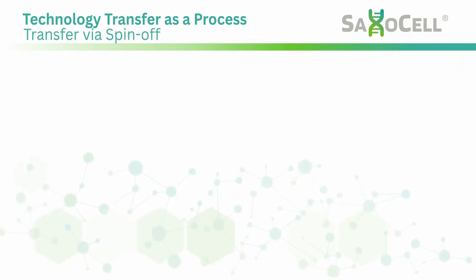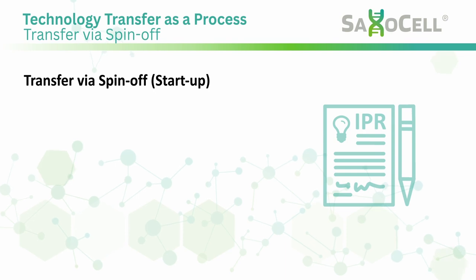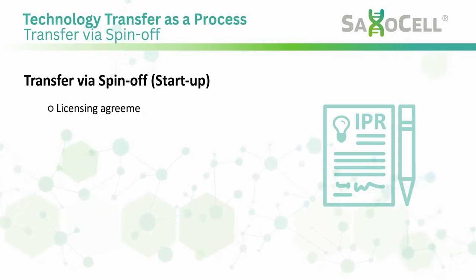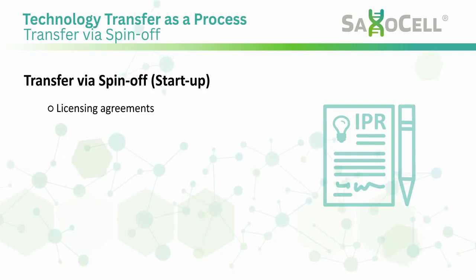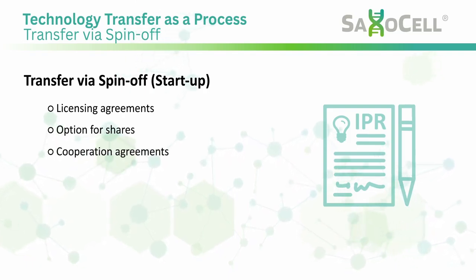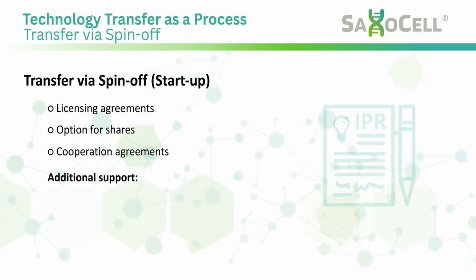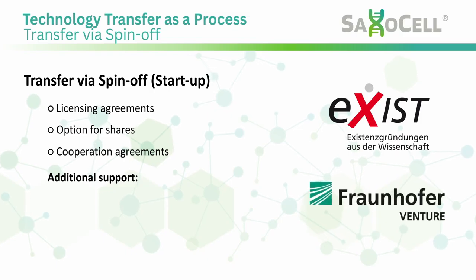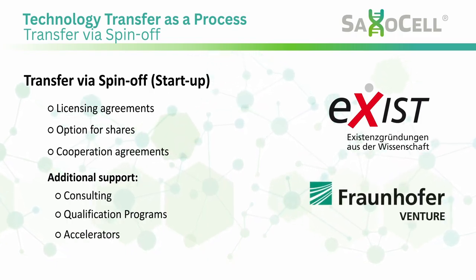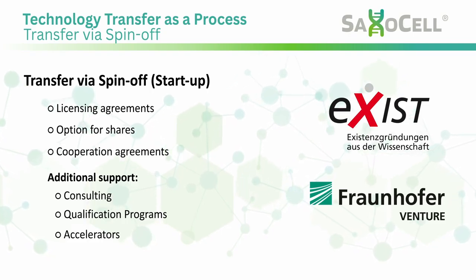Let us now discuss the case where a team from a scientific institution transforms its innovative idea and IP into a spin-off. Spin-offs typically involve licensing agreements with the parent institution, sometimes including equity participation. In most cases, there are cooperation agreements for further developments. Institutions support scientists in a variety of ways on their journey to founding a startup. For example, through consulting, qualification programs, and access to accelerators. This opens exciting career prospects for scientists while contributing to local economic growth.